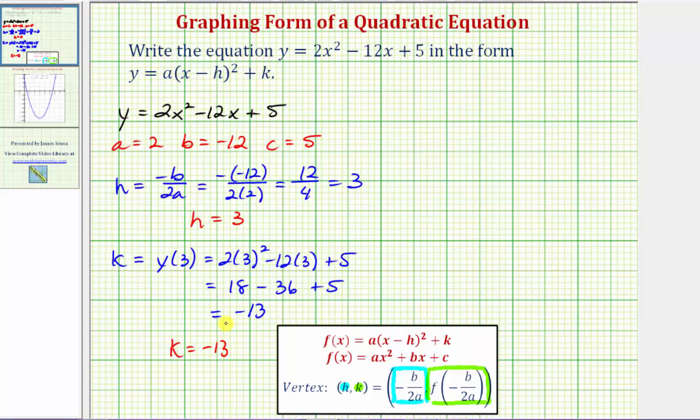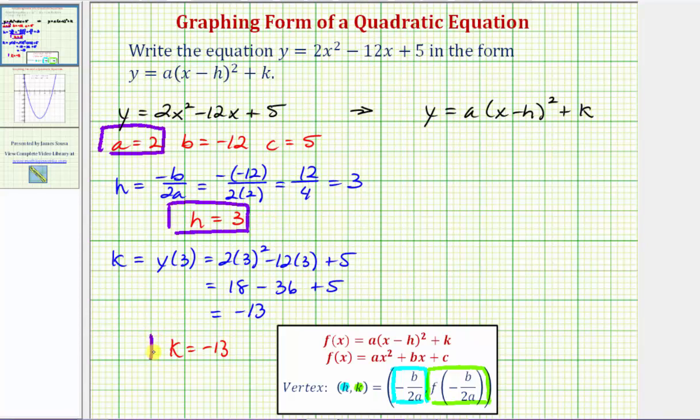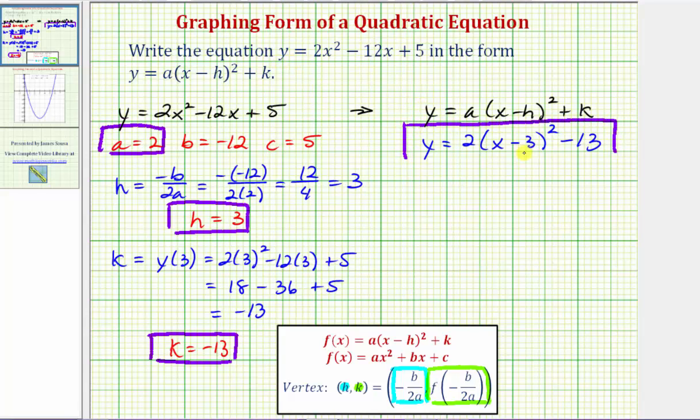And this is all we need in order to write the given equation in the form y equals a times the quantity x minus h squared plus k. We know a equals 2, we know h equals 3, and we know k equals negative 13. And therefore we have y equals 2 times the quantity x minus h. H is positive 3, so we have the quantity x minus 3 squared. K is negative 13. Instead of writing plus negative 13, it's more common to just write minus 13. So this is the equivalent quadratic function in standard form or graphing form.